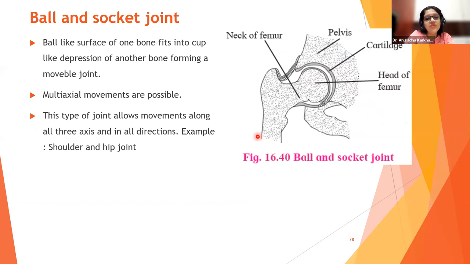Second is ball and socket joint. A ball-like surface of one bone fits into a cup-like surface of another bone, forming a movable joint. Multi-axial movement is possible. Multi-axial matlab, because of that particular joint, bones can be moved in any direction, the way I showed my shoulder just now. So, maine shoulder ko upar bhi kiya, neeche kiya, aage kiya, peeche kiya. Main gol bhi ghuma sakti hun.